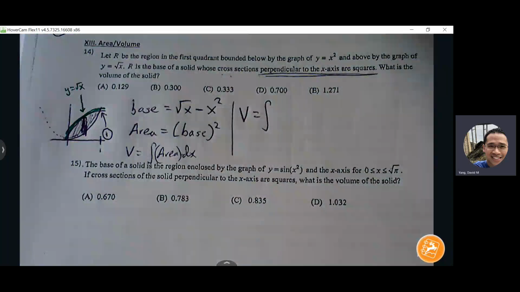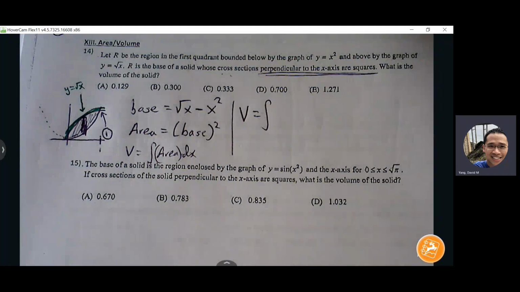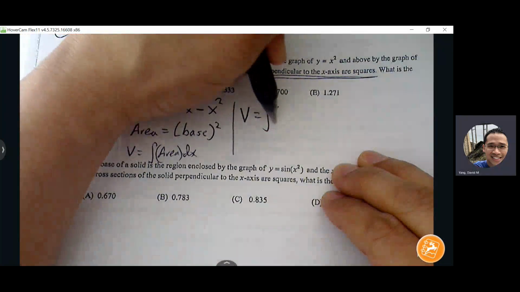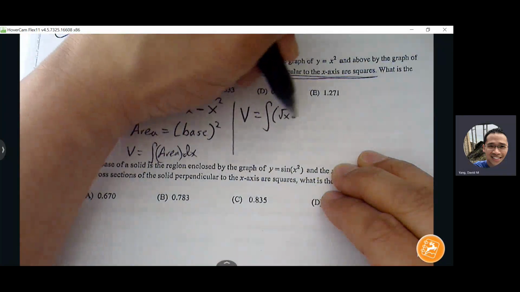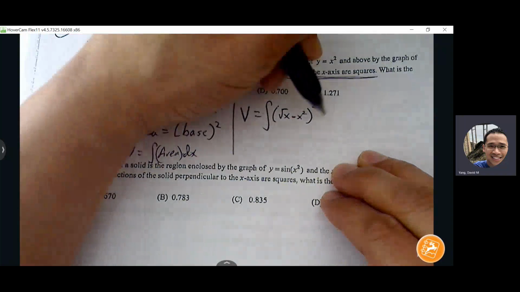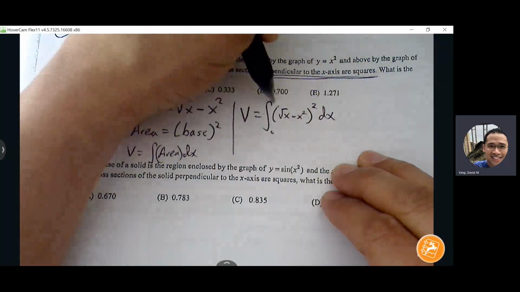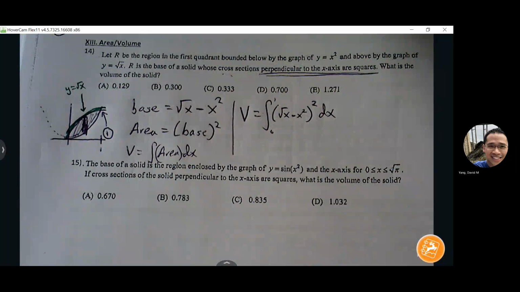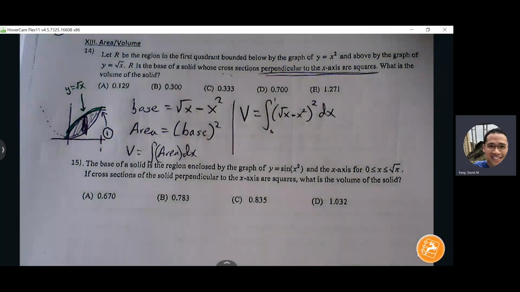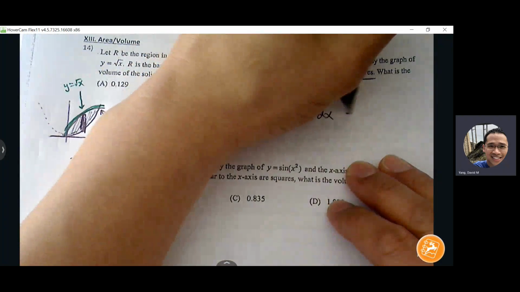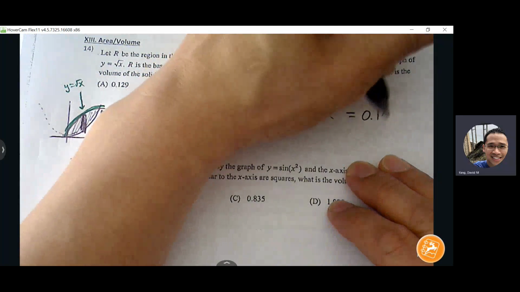Notice that there's no pi in front. There's no rotation. It's not the disk or washer method. If there's no rotation, there's no circle involved, so there's no pi in front. So the base is root x minus x squared. We want to square the entire base length, dx from 0 to 1. Okay, just make the calculator do all the work for you there. Volume is 0.12.